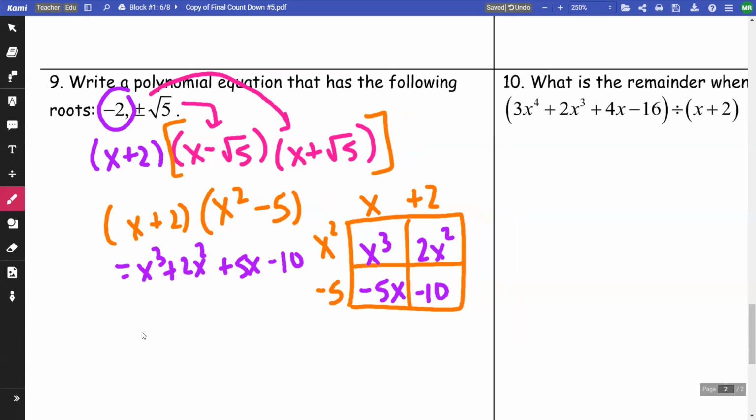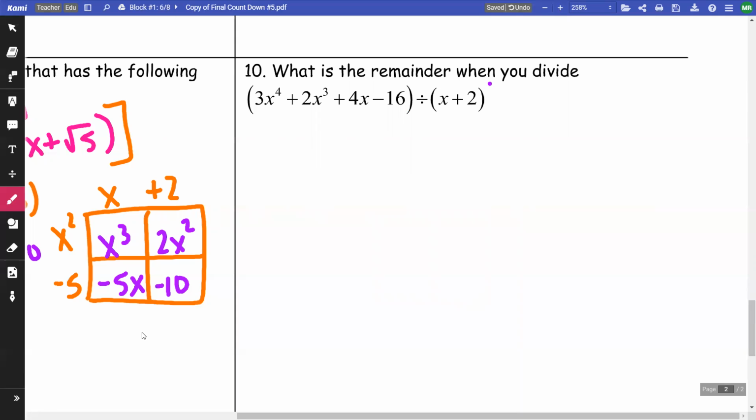Okay, on number 10, what we're trying to do is divide. I'm going to use synthetic division, and they want the remainder. Since my x plus 2 is what I'm dividing by, what makes that 0 would be a -2. That's going to go in the little box. Now I'm going to write the coefficients, 3, 2. You always want to make sure that your polynomial is in descending order and you're not missing a term. So I have an x to the 4th, I have an x to the 3rd. I'm going to put a 0 because I don't have an x squared. Then that's my x, and then that's my constant.